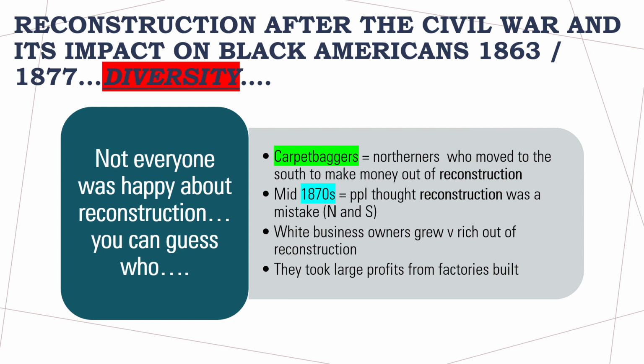In the mid-1870s, people started to begin to think that Reconstruction was a mistake in the North and the South. So even people in the North were kind of regretting their actions now. White business owners grew very rich out of Reconstruction because they took large profit from the factories that were built to support Black people.